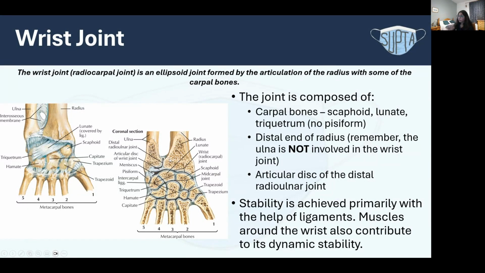Muscles around the wrist also contribute to the dynamic stability, so we will be discussing muscles later on as well. The carpal bones that are involved in the wrist joint are the scaphoid, lunate, and triquetrum. The pisiform is not involved.